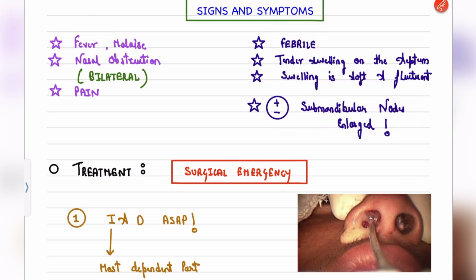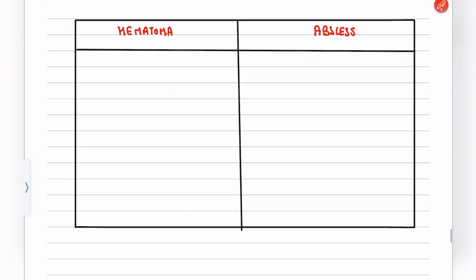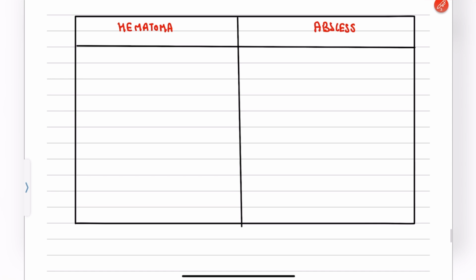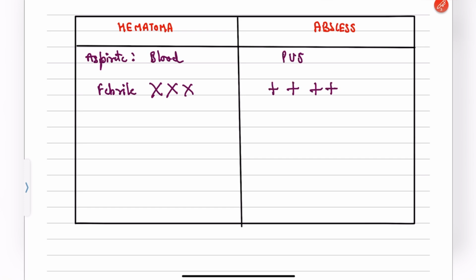All right, so let's quickly discuss the differentiating features of both hematoma and abscess. So when we aspirate hematoma, what will we see? We will see blood. And when we aspirate abscess, we will see accumulation of pus. There's going to be fever in abscess. In hematoma, no. There will be no fever. But in abscess, fever will be present because of the infection.